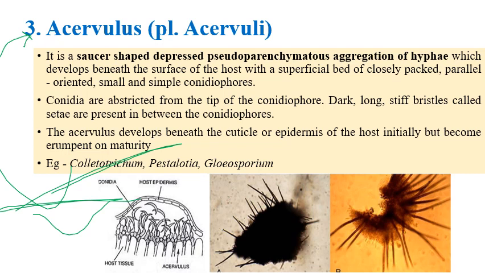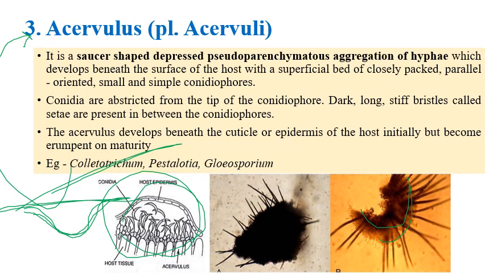The depression happens because of saucer-shaped structures. If you see any anthracnose disease, there is a small depression on the infected area. This depressed tissue is actually a saucer-shaped pseudoparenchymatous aggregation of hyphae. If you cut open the same tissue and see it in the microscope, we can see this depressed structure, that is Acervulae. Acervulae will look like this. From this Acervulae, we can produce crescent-shaped spores.